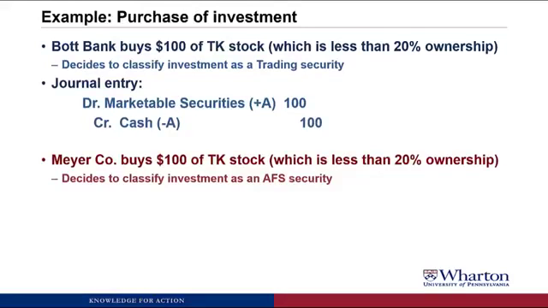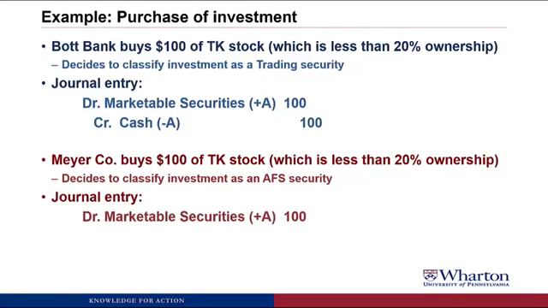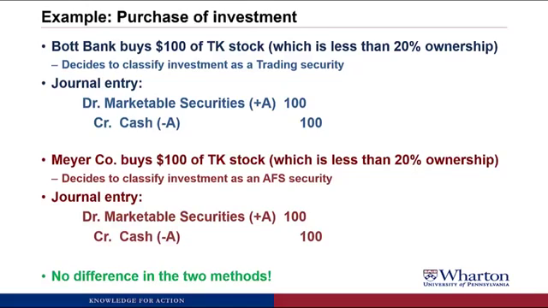Meyer Company, a non-financial firm, goes out and also buys $100 of TK stock, also less than 20% ownership. They decide to classify the investment as an available for sale security because they're making this investment as like a medium-term use of cash. They're not trying to profit in the short term. They just want to have a decent return on their cash until they need to use it to make some kind of strategic investment. Their journal entry is the same. They debit the investment asset, marketable securities, credit cash. And so when you buy the securities, there's no difference between AFS and trading.